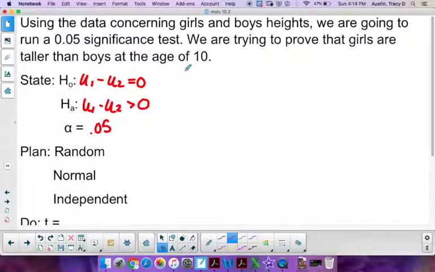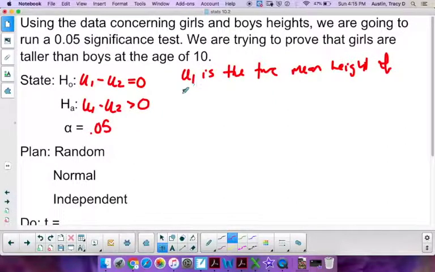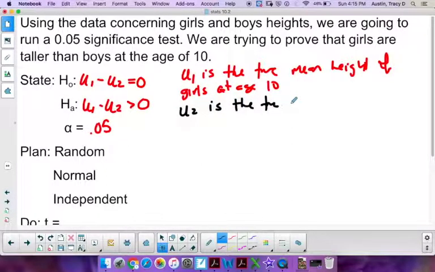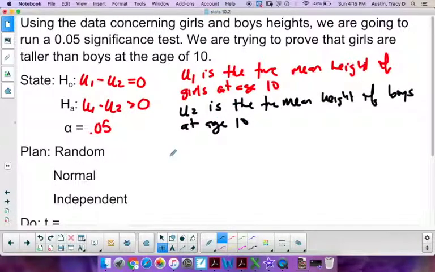Okay, so what is this? Mu1 is the true mean height of girls at age 10, right? And mu2 is the true mean height of boys at age 10. Okay, so we've defined our variables.